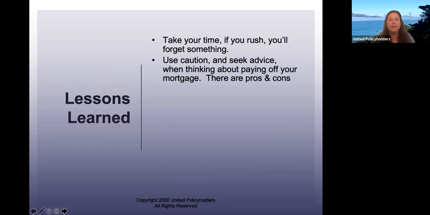Some people ask us about paying off their mortgage. If you have a mortgage, your insurance proceeds are going to be paid to them. Use caution, okay, and seek advice. We've seen some people who have paid off their mortgages and are retired on a fixed income and can't get a new mortgage. So that's very sad if they don't have enough money to buy a new house.